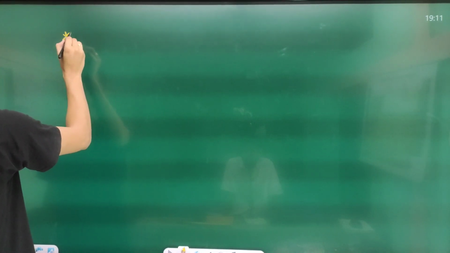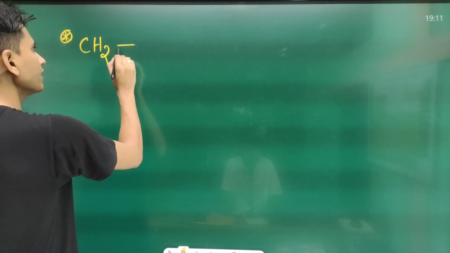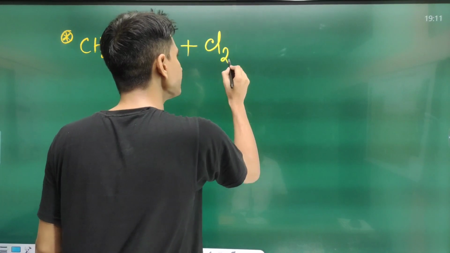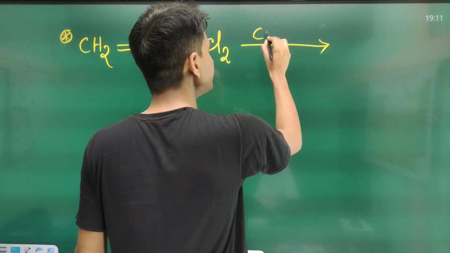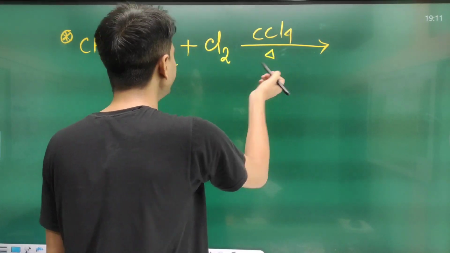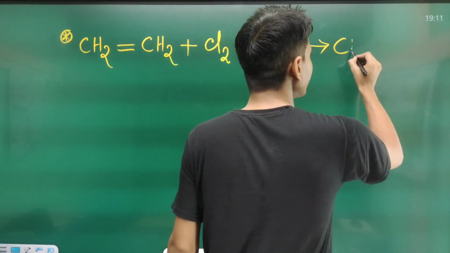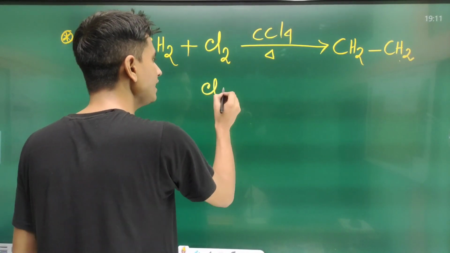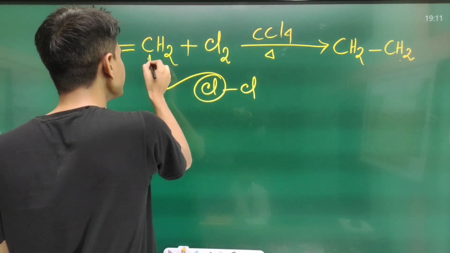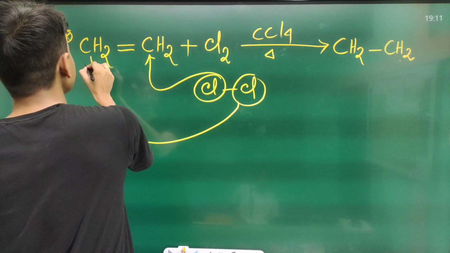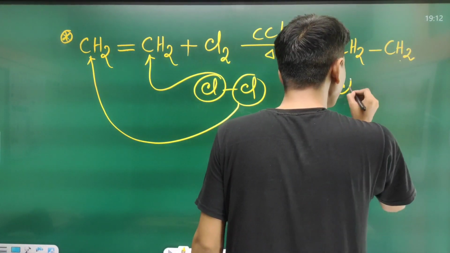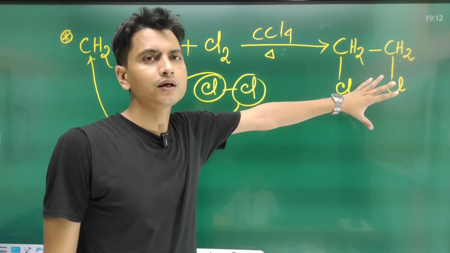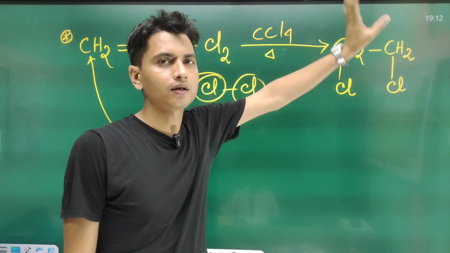Now, the second example. Suppose an example is like this. In place of the halogen, suppose Cl2 is given in the presence of CCl4. Due to heating, this double bond is converted into a single bond, CH2, CH2. Now, how many Cl? 2. One Cl is attached to this carbon, and another Cl is attached to the other carbon atom. And we will obtain, here is Cl, here is another Cl. In this way, we will obtain a haloalkane type compound. This is halo, this is alkane.